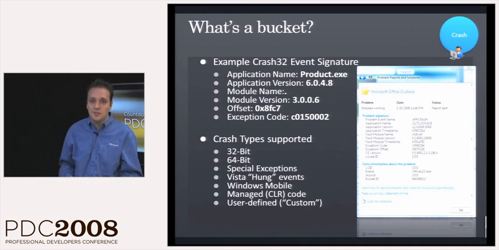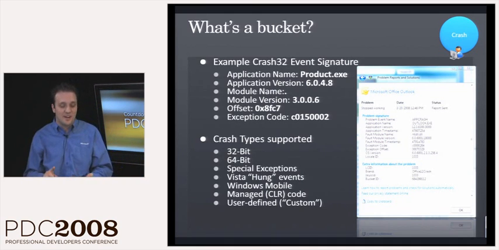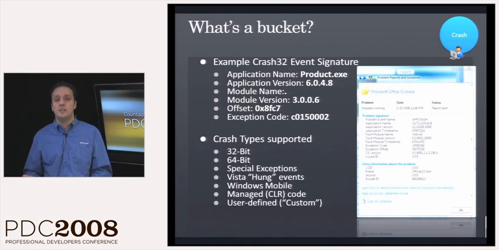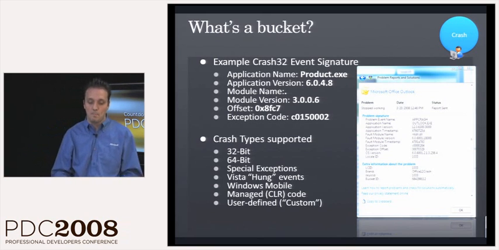The crash types we support currently: we have 32-bit crashes, 64-bit crashes, and special exceptions, which are going to be data execution prevention or buffer overrun. Usually security-related issues would fall into a special exception. The Vista hung events, so when an application hangs briefly in Vista, we capture those events. If you're developing on Windows Mobile, we're able to get Windows Mobile reports as well. Managed CLR code, and then also we have the ability to work with partners to define custom types. Anything outside of this range, we can work one-on-one to try and define.